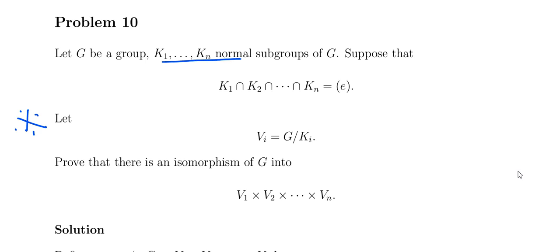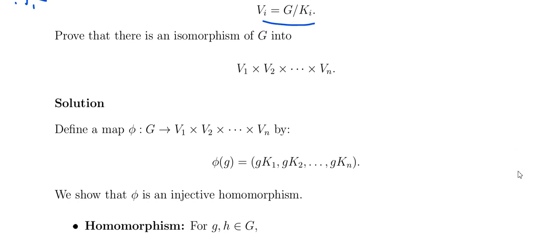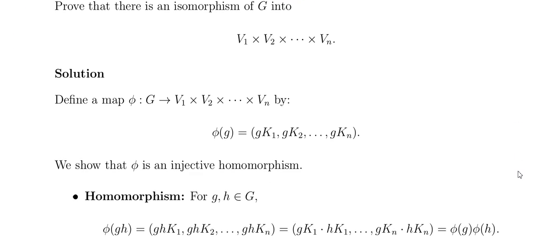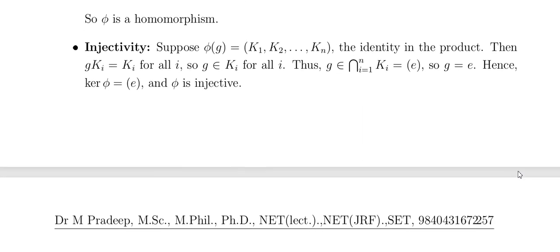So when K1, K2 are normal subgroups and their intersection is the identity element, when you define the quotient group G by Ki, there is an isomorphism of G into V1 cross V2 cross Vn, that is the quotient group isomorphism. Okay, well, that is, there exists an isomorphism, G is isomorphic to V1 cross V2 cross Vn.